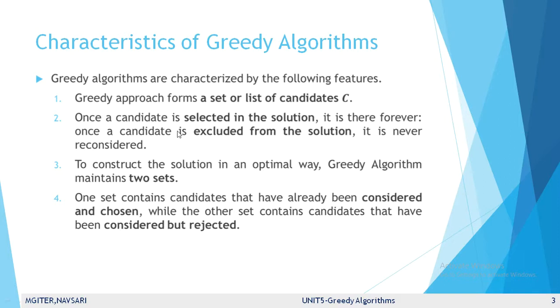In the greedy approach, we form a set or list of candidates C. Once a candidate is selected, it is selected forever, and once a candidate is excluded from the solution, it is never reconsidered. This means a choice is made at only one stage, not after that, to construct the solution in an optimal way. The greedy method maintains two sets: the first contains the already chosen items, while the other contains the candidates that have been considered but rejected.